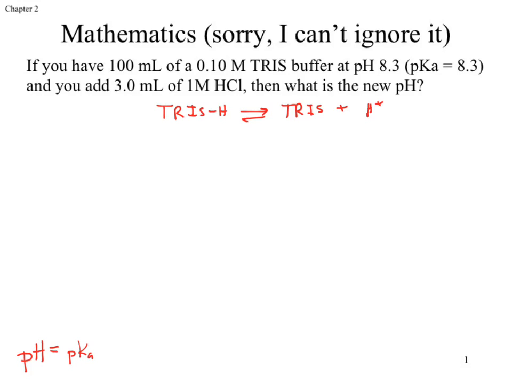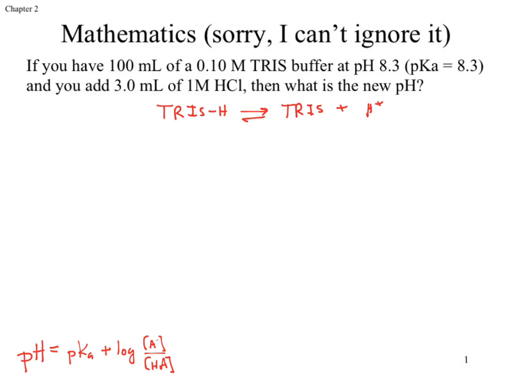So we got our pKa, it's plus log of our base over our acid, is that right? Okay. So we have an initial condition. We know that our concentration of our tris H and our tris are the same. Oh man, I went all sorts of crazy on this. That was awful. It's going to involve a lot more calculations than I wanted.